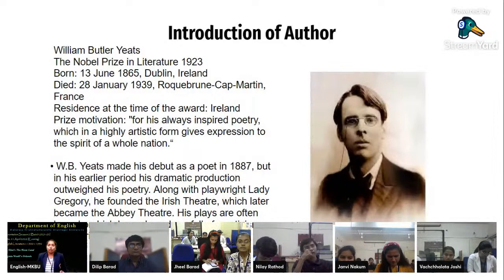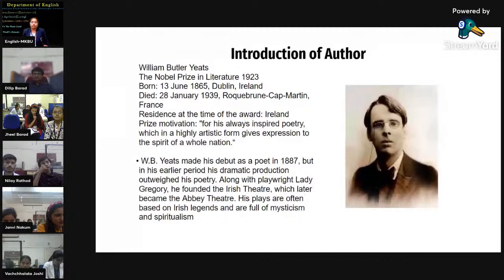W.B. Yeats made his debut as a poet in 1887, but in his early period his dramatic production outweighed his poetry. Along with the playwright Lady Gregory, he founded the Irish Theatre, which later became the Abbey Theatre, and he was the chief playwright there. His plays are often based on Irish legend and are full of mysticism and spiritualism.